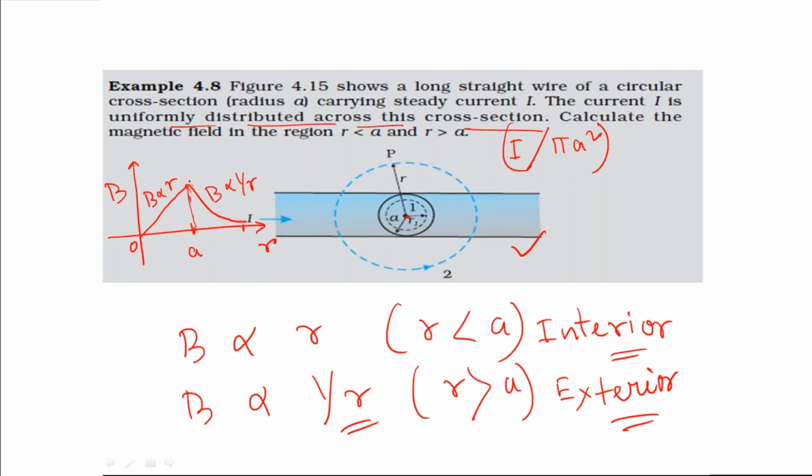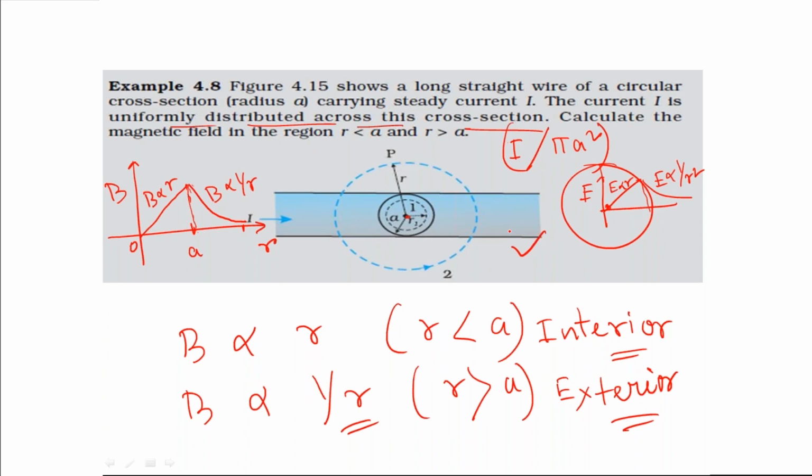The similar kind of graph you would have seen in case of electric field also for a solid non-conducting sphere. For a solid non-conducting sphere also, electric field varies like this up to the center. This is proportional to R, and then outside this it will be like this. So electric field is inversely proportional to R square. Electric field falls off as 1 by R square. So we have now learned this also.